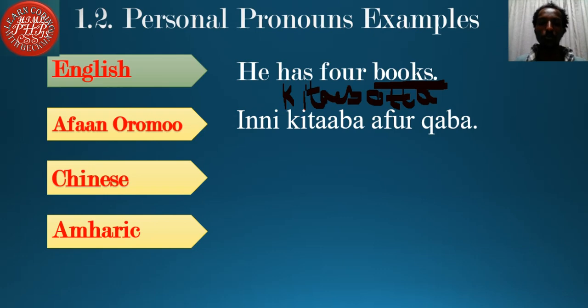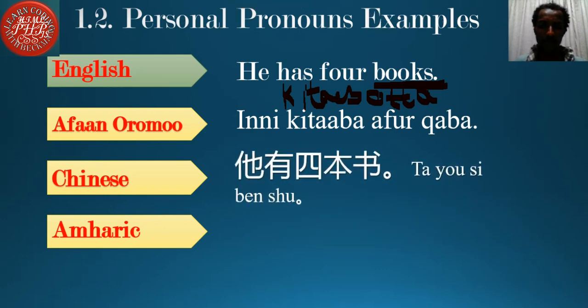In case of Chinese, we can say ta yo si ben shu. Sorry, ta yo si ben shu. Ta means inni or he. We put the tone on the a. Yo, we put the third tone on the o. Si, the fourth tone. Ben, also the fourth tone. Shu, the first tone. Like this.